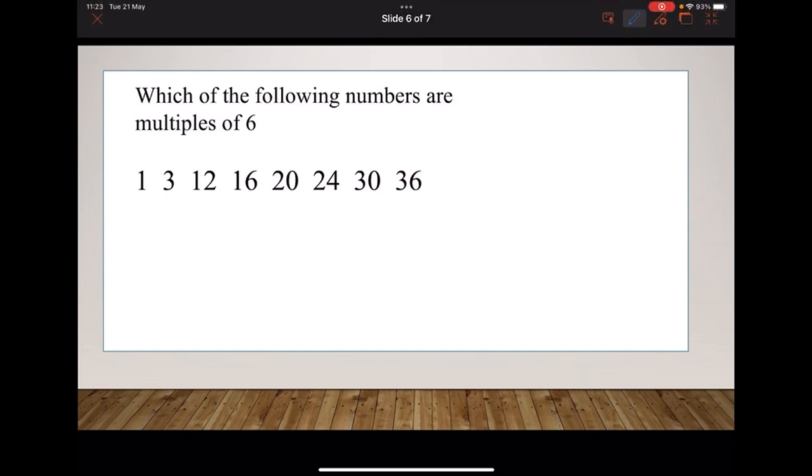Okay, so let's have a look. So we're looking for numbers that are in the 6 times table. So first of all, I can see that 12 is equal to 2 times 6. So that is a multiple of 6. Next, I've spotted that 24 is equal to 4 times 6. So that is a multiple of 6. I've also got 30, which is 6 times 5. And then I've got 36, which is 6 times 6. So all of these numbers are in the 6 times table, so they are a multiple of 6. Well done if you got that correct.